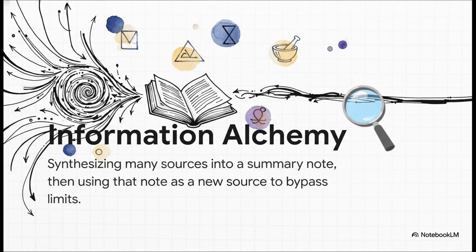Okay, here's a serious power user move. It's a technique called information alchemy. See, NotebookLM has a limit on how many sources you can upload, but to get around it, you can ask it to synthesize, let's say 50 of your sources, into one big comprehensive summary. Then you save that summary as a new source. Boom! You've just compressed 50 documents into one, letting you build a massive expert-level knowledge base that goes way beyond what the tool was even designed for.